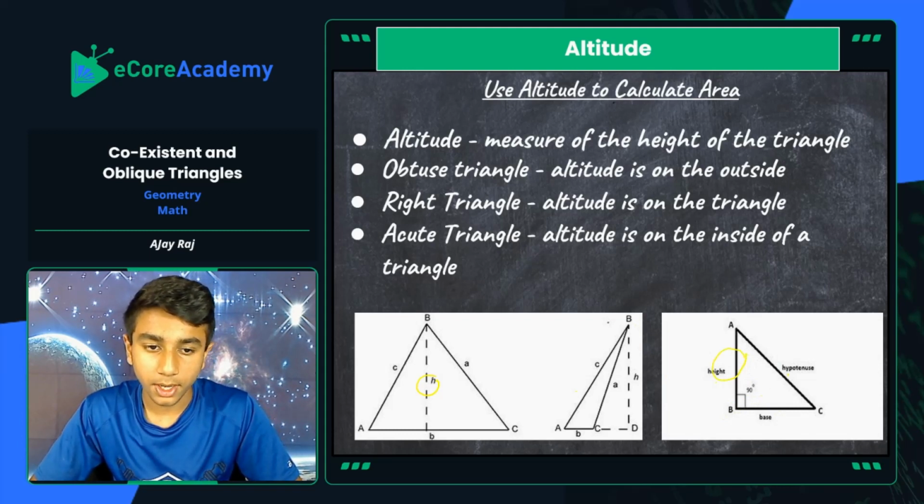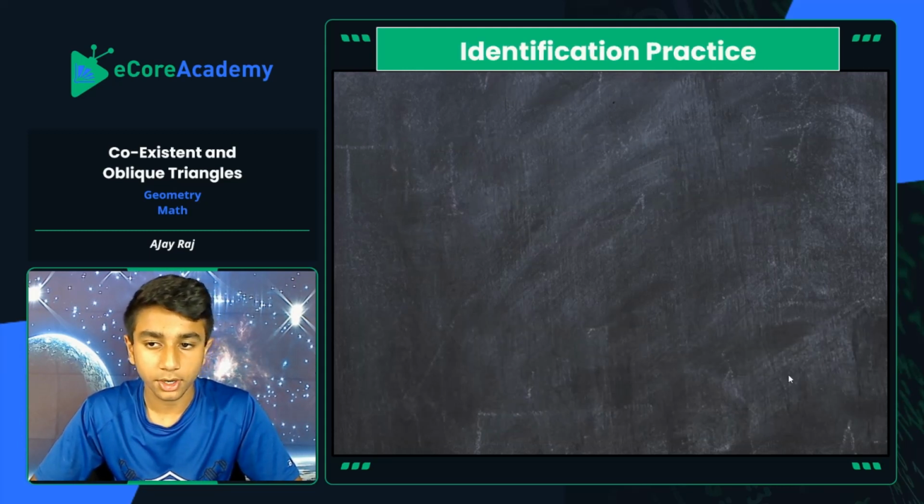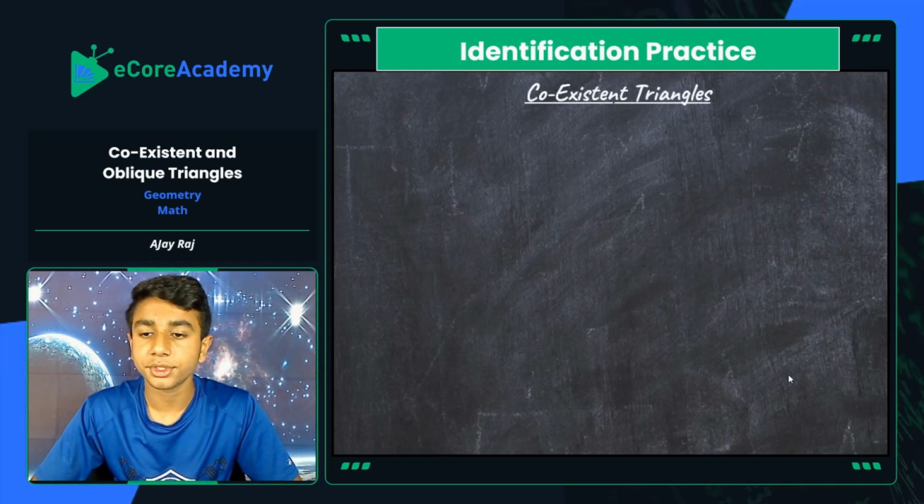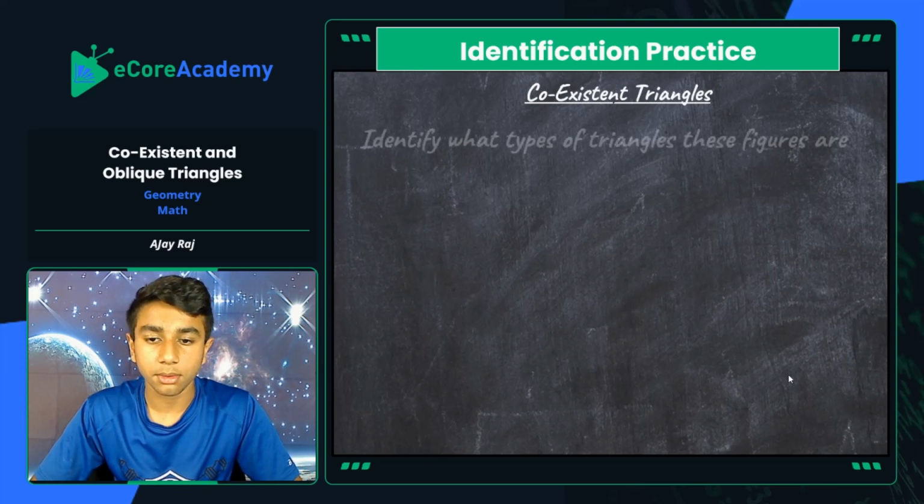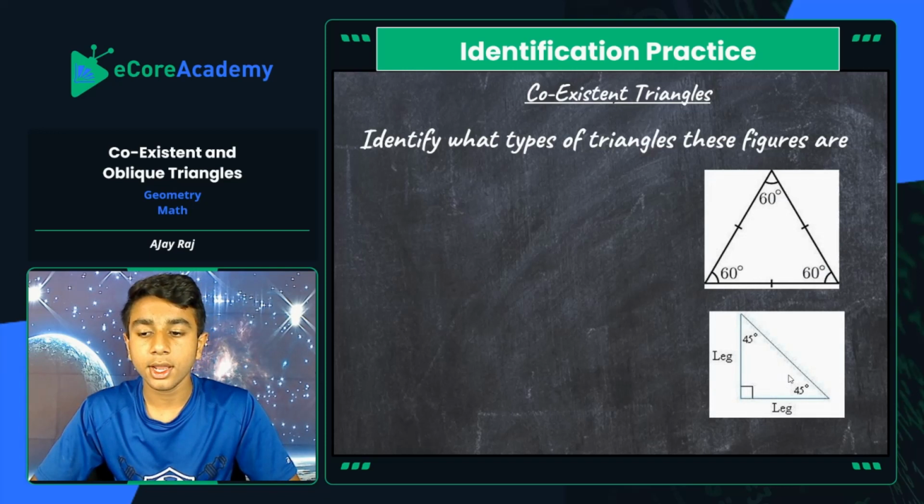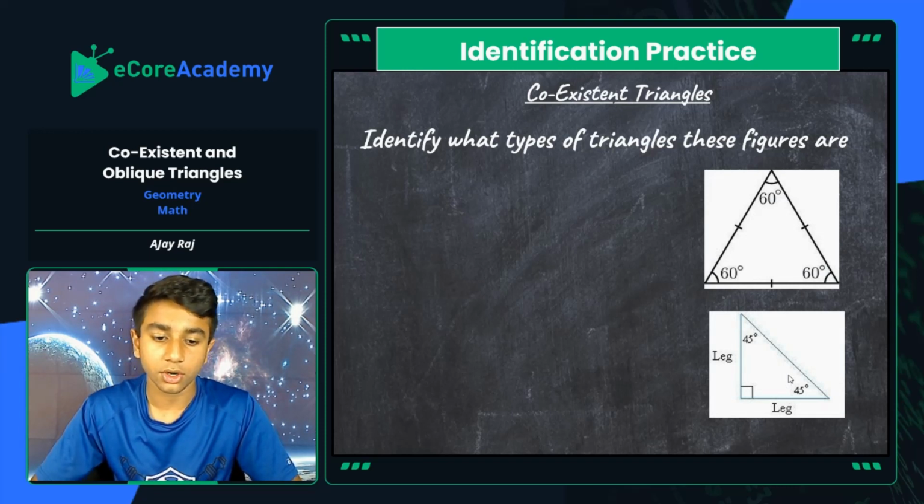Now let's move on to our problems. One for coexistence or identification, and one for oblique triangles, calculating the area. So let's look at coexistent triangles, our practice problem. Identify what types of triangles these figures are. So we have two triangles here, and all we're going to be doing is using coexistence to calculate what kind of identification these two triangles are.